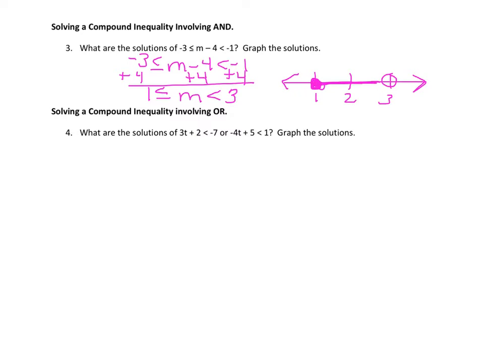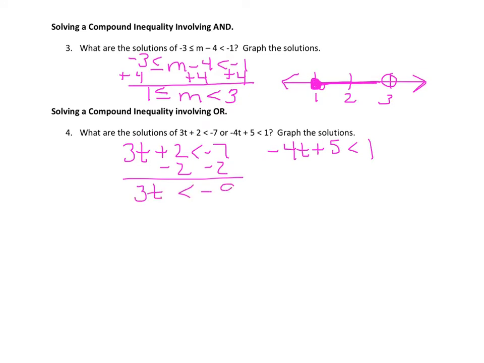Number 4 is solving a compound inequality involving or. Now this is two separate inequalities, and you're going to just solve them as two separate inequalities. 3t plus 2 less than negative 7, negative 4t plus 5 less than 1. So we'll start with this first one and subtract 2 on both sides, and we have 3t is less than negative 9.